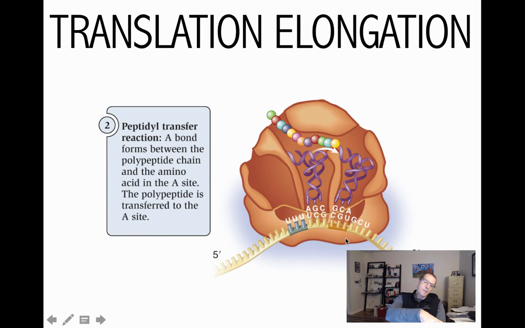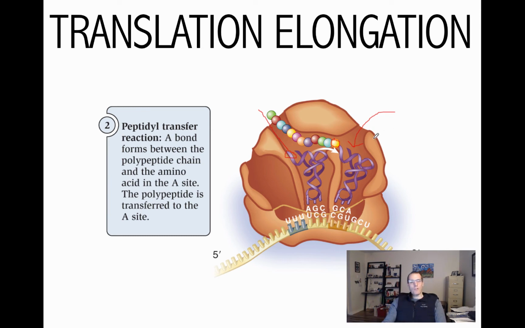As the ribosome slides along, the amino acids which were attached here just now, in a chain, get transferred onto the amino acid, this yellow one here, on the tRNA that just came in to the A site. So that A site is the aminoacyl tRNA acceptor site. That's where the tRNAs come into the ribosome.